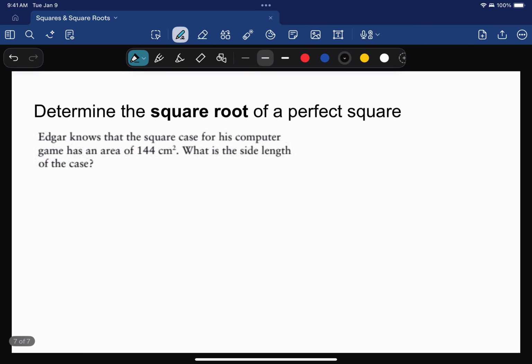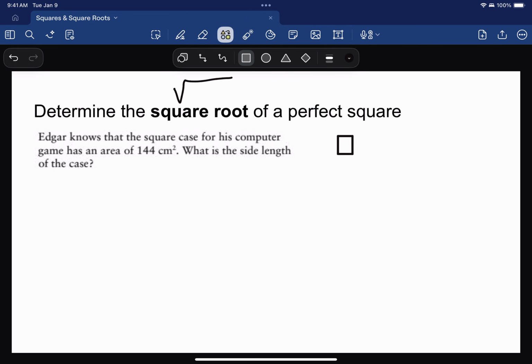Okay, determine the square root now. Okay, so square root has a cool sign like this. It's almost like a check mark with a line above like that. So that's the square root symbol. So Edgar knows that the square case for his computer game has an area of 144 centimeters squared. What is the side length of this case?